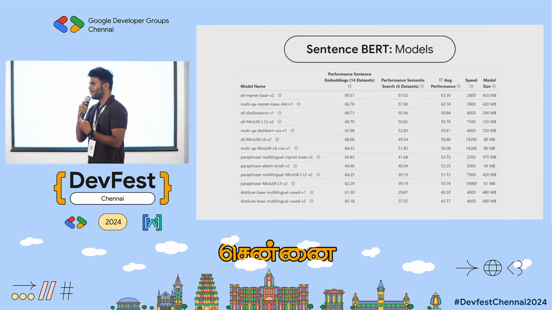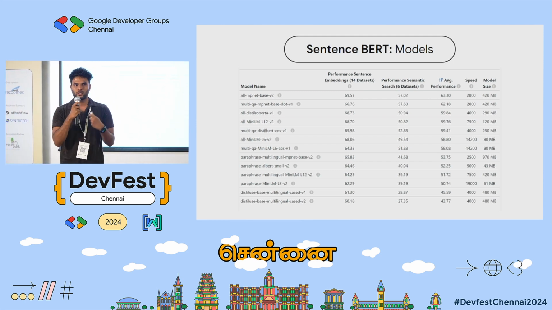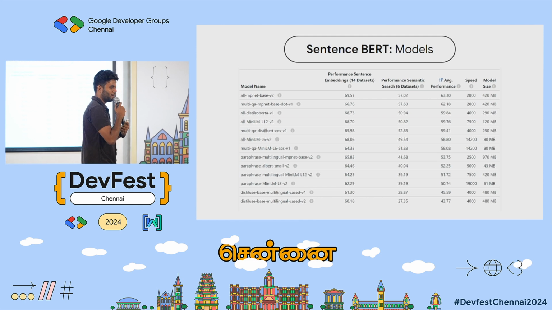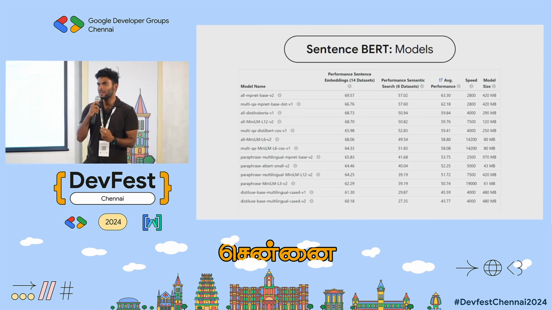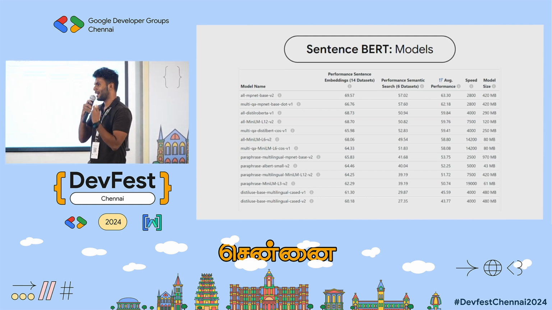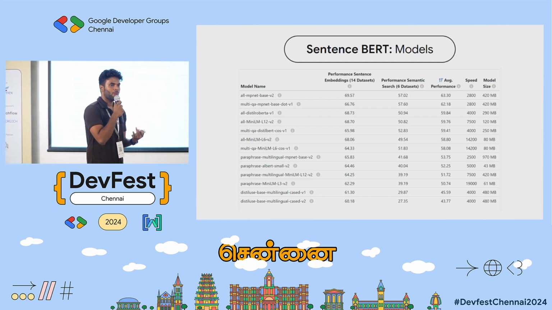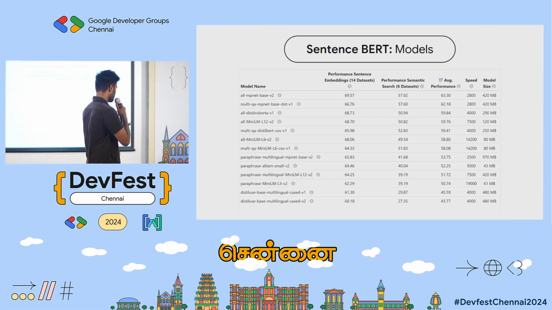Now there are so many models available on the Sentence-BERT website. Each Sentence-BERT model has different parameters and different training data. So you can choose your model based on the accuracy, performance, and use case.